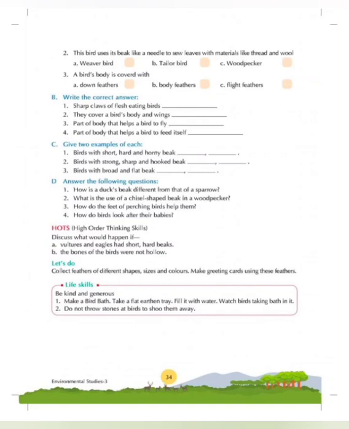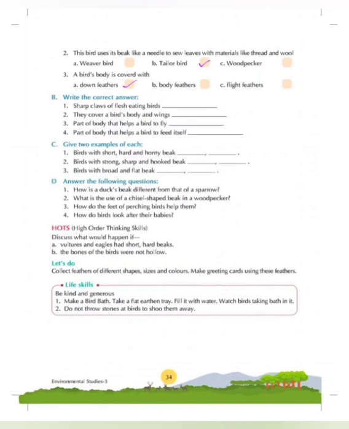Question number 2. This bird uses its beak like a needle to sew leaves with materials like thread and wool. Weaver bird, tailor bird or woodpecker. So the answer is tailor bird. Tailor bird uses its beak like a needle. Third, a bird's body is covered with down feathers, body feathers or flight feathers. So it is covered with down feathers.